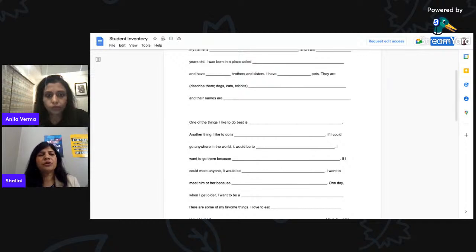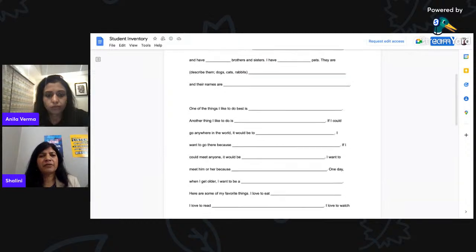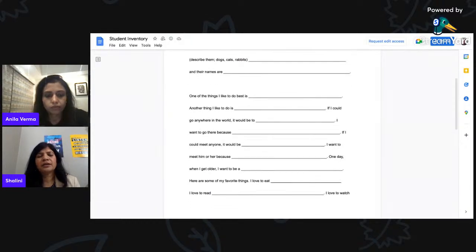What is it that you need to find out about your students? Design a template and give it to them, and keep that data with you, so that you know that you have to plan the learning engagements according to their interests and needs.